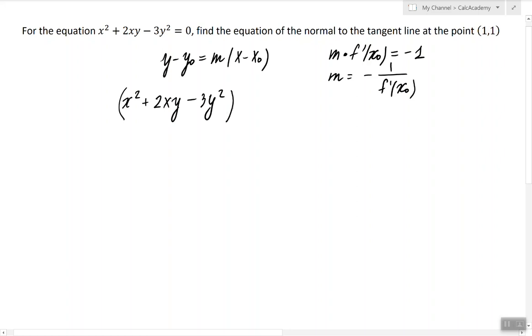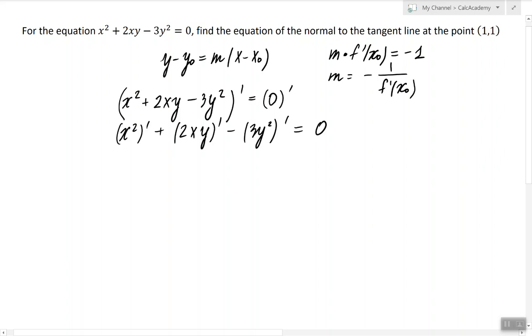To differentiate this implicitly, I have to differentiate both sides. The derivative of the left side is the sum and difference of these derivatives, and the derivative of the right-hand side is 0. So what's the derivative of x squared? 2x. What's the derivative of 2xy?